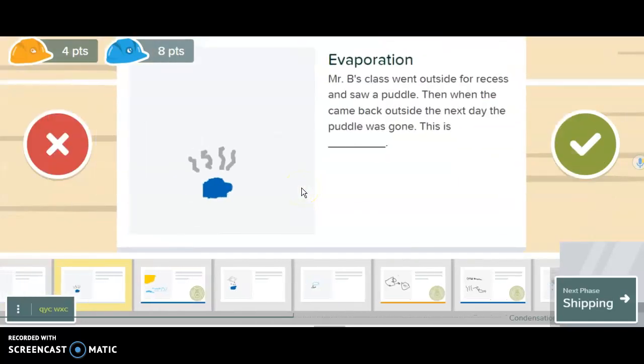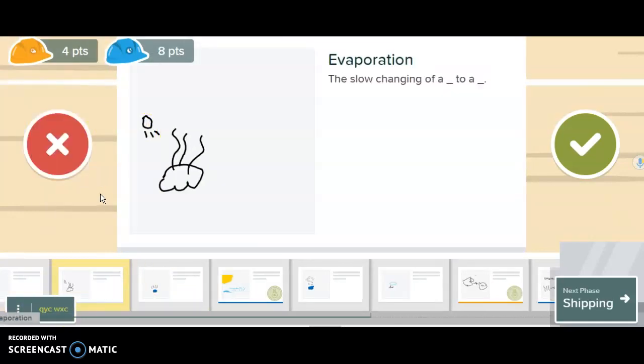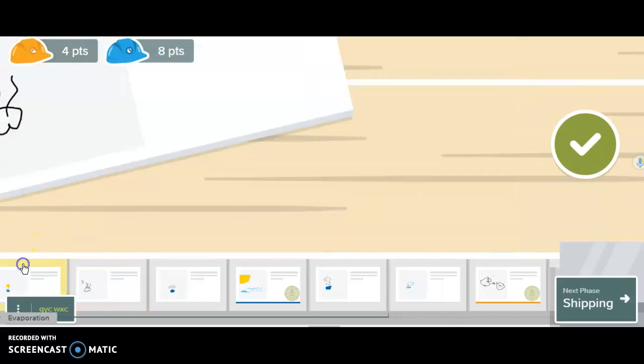I'm not worried. Mr. B's class went outside for recess and saw a puddle. Then when they came back outside the next day, the puddle was gone. That's evaporation. That is true, but you didn't tell me what was going on. The slow changing of a gas to a liquid is true. You need to put that on there. You should have put gas to a liquid is blank, and that's evaporation.